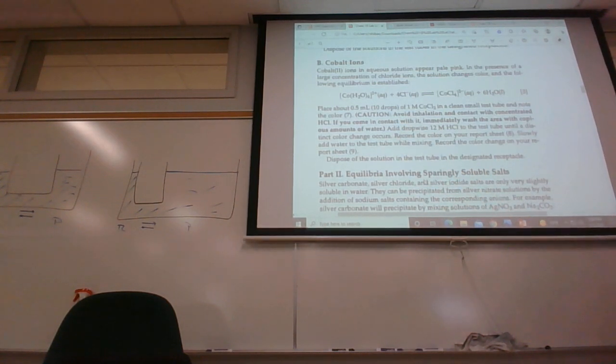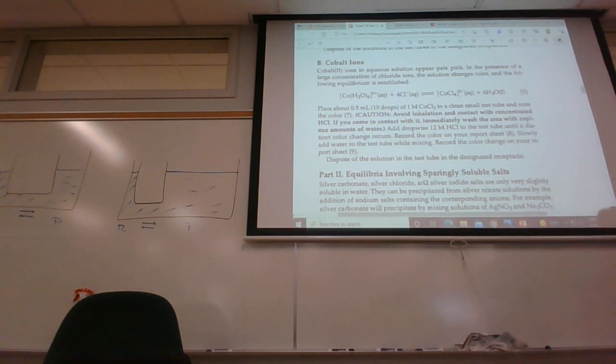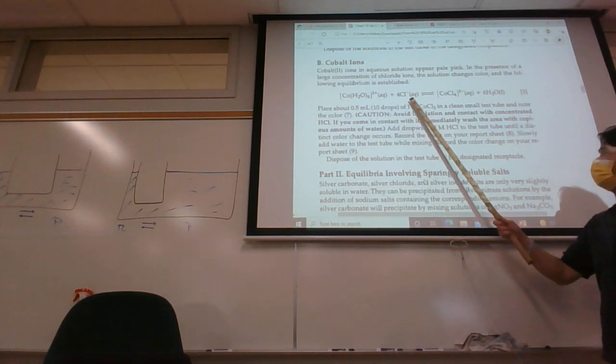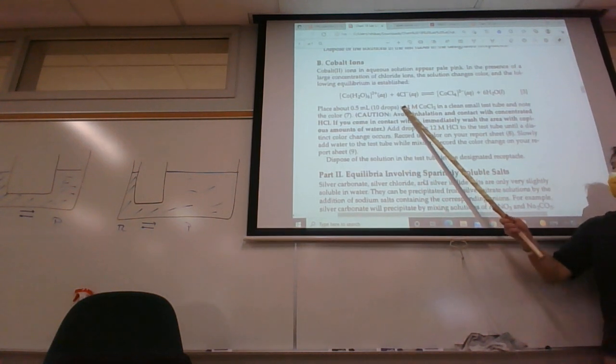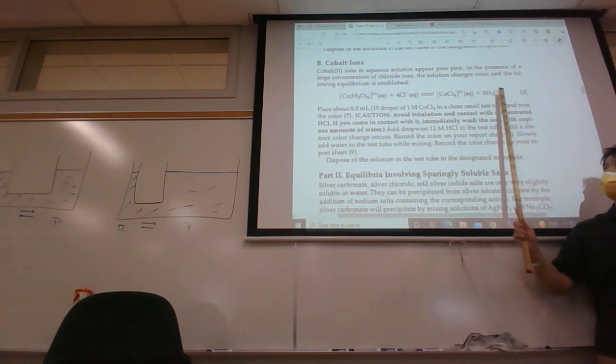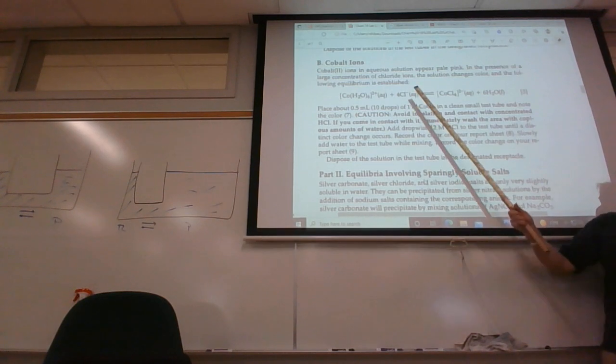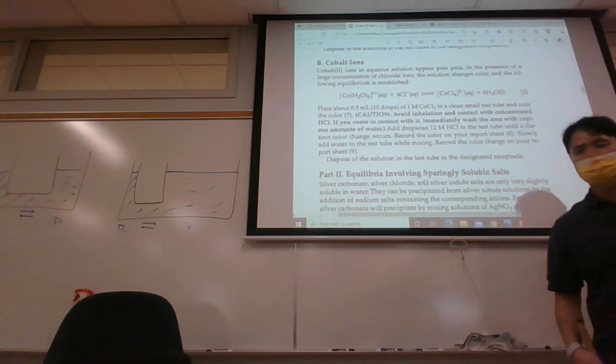But another way we could do that is get rid of chloride. How can we get rid of chloride? What likes chloride? Silver, lead, and mercury. And so we could precipitate it out. For example, if we had silver nitrate, we could precipitate out the chloride as silver chloride, and then shift this to the left. So just react it with chloride.